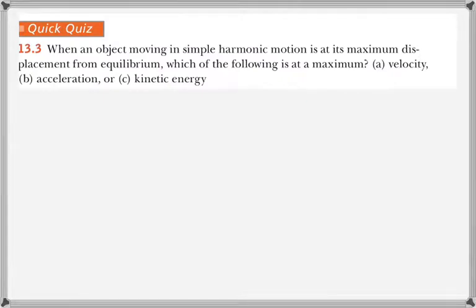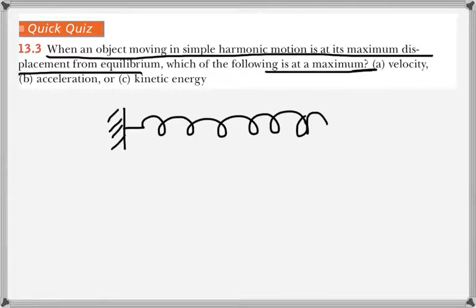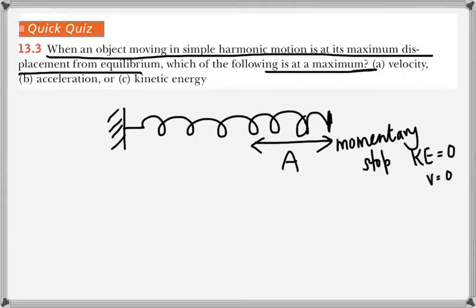Now let's look at this quick quiz based on the topic which we just covered. When an object moving in simple harmonic motion is at its maximum displacement from equilibrium, which of the following is at a maximum? If you have stretched a spring to the maximum displacement A, there will be a momentary stop for the object. So there's an object attached to the spring, it will come to a momentary stop and we are going to release it. At that moment, velocity is equal to 0, kinetic energy is equal to 0.